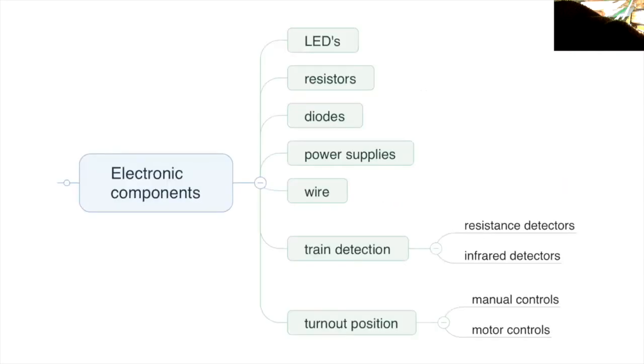Now, the next section is, what are the electronic components involved in a signaling system? They're light-emitting diodes, or LEDs. They're resistors and diodes.